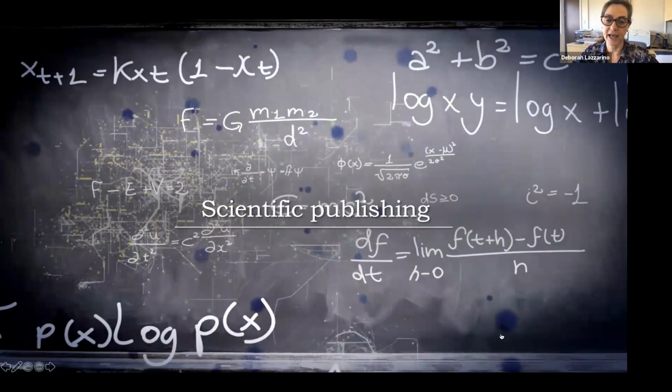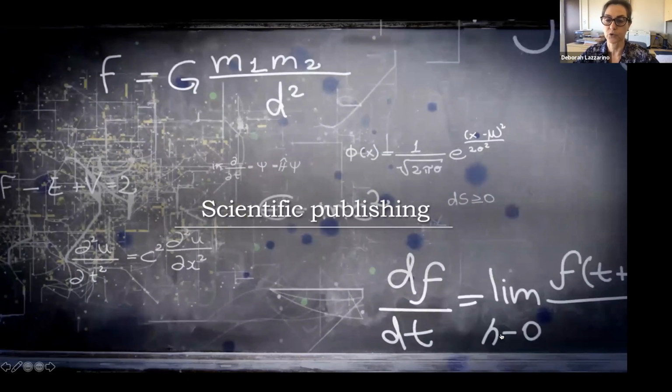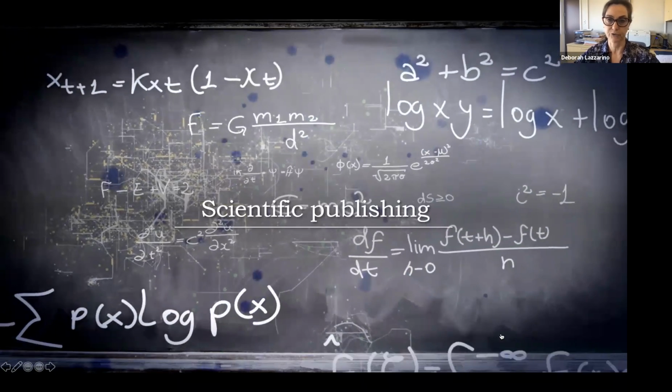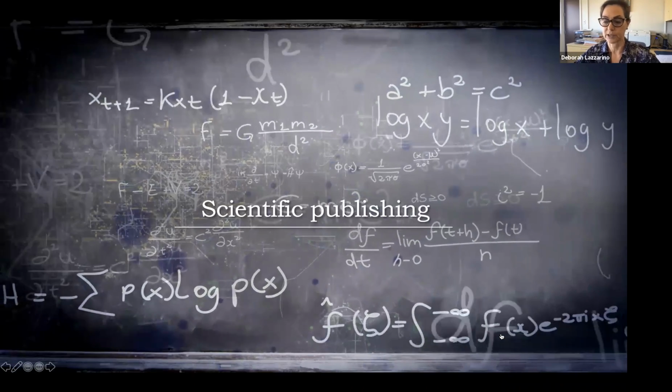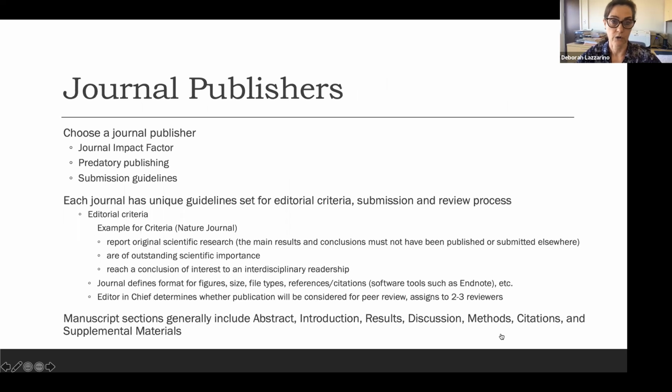So I'm going to talk today about scientific publishing, the different aspects of putting a paper into a publisher, the criteria for publicly posting that information, and the rights and responsibilities of authors in publications. So overall, I'm going to talk about manuscript preparation, authorship rights and responsibilities, the logistics with working with scientific journal publishers, the NIH public access policy for distributing information, publications for the public, and then authorship considerations. And we'll start off with journal publications.